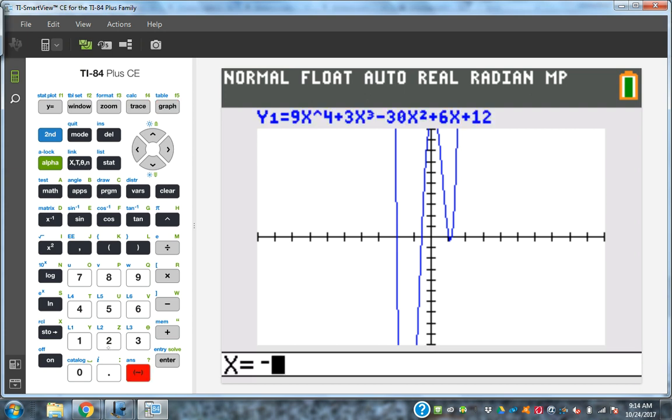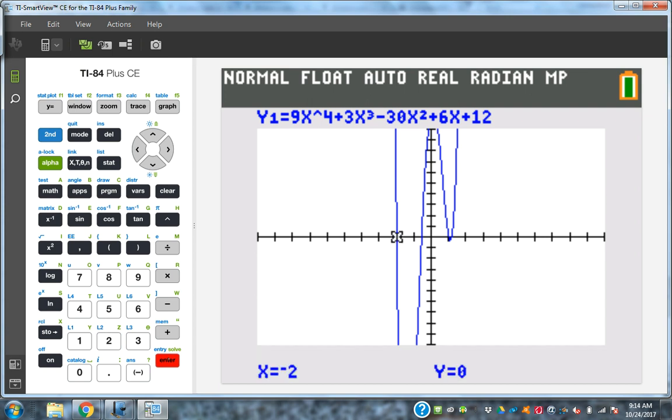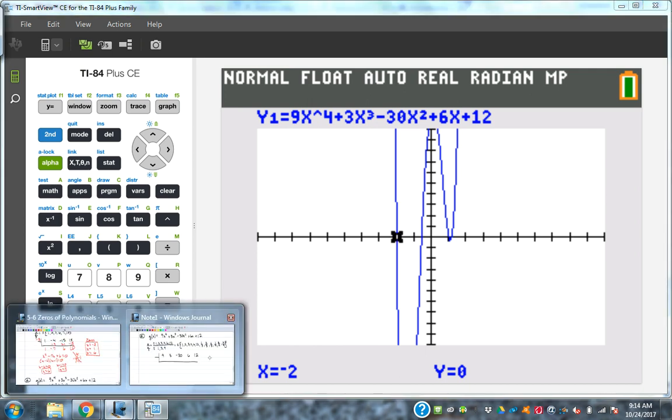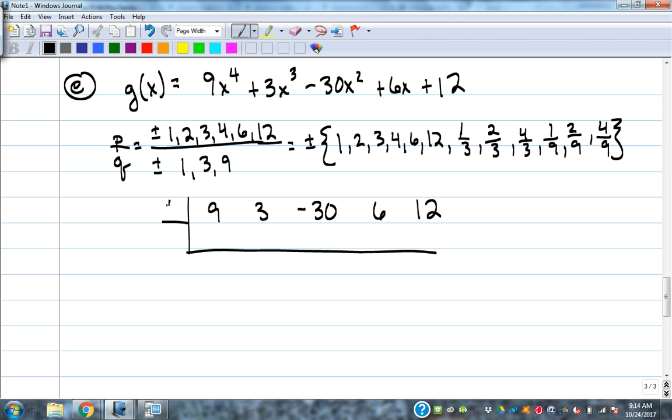Trace -2. And I do get a 0 for the y. Okay. Use the one that's the most obvious, and then we're going to use something else after that. Okay, so -2 works, -2 should work in synthetic division. So run that through. 9 drops down, that's -18, -15, that's +30, so that's a 0, 0, that's a 6. And the remainder is 0.